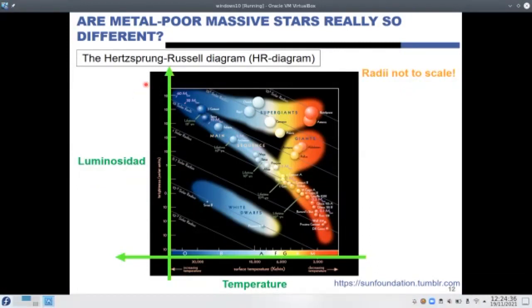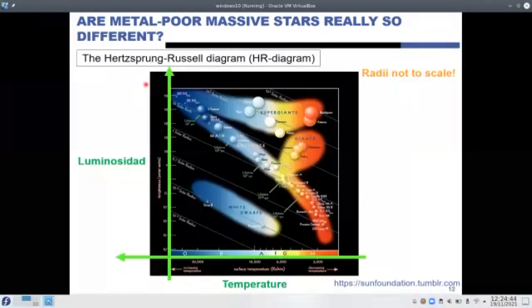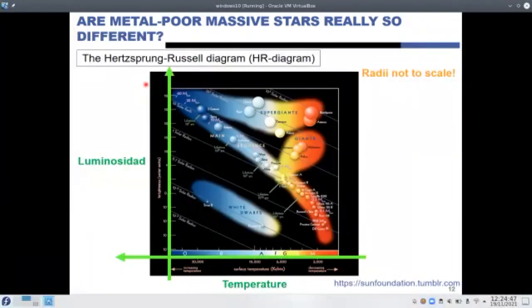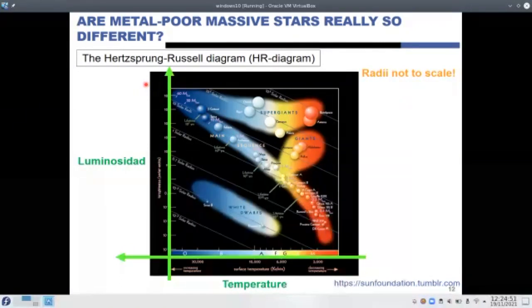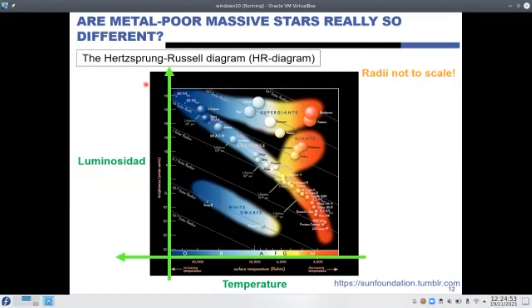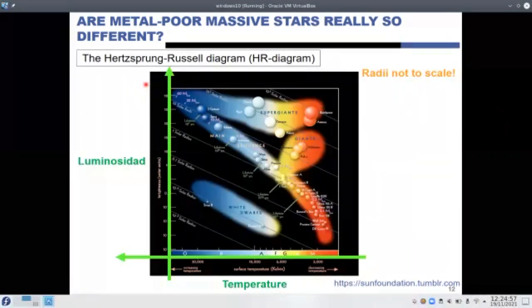And luminosity, which increases upwards. And this is a very useful tool. When we see the HR diagram of a population, we know its age. In some cases, we can know the metallicity. And it tells us a lot about what's the evolutionary status of each of the stars in the diagram.